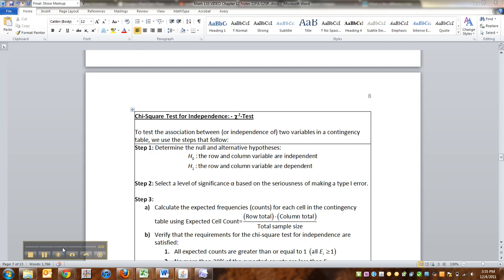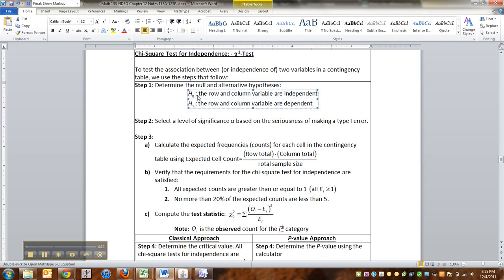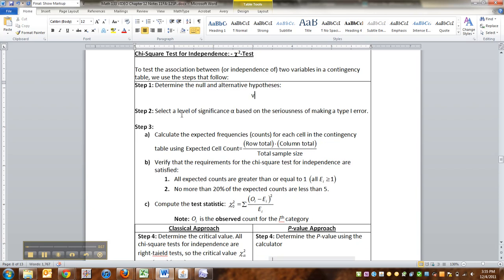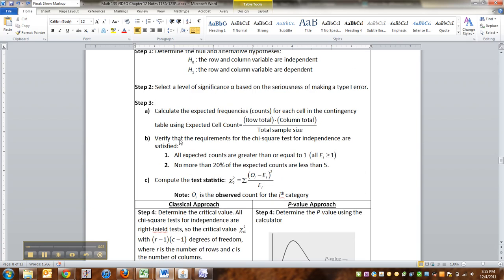All right, so that leads us to the official listing of steps for the chi-square test of independence. Right here it says determine the null and alternative hypotheses, which is very simple. It's always the row and column variable are independent, and the row and column variable are dependent. You just have to list out what the row and column variables are, all this other stuff. And you get to assumptions right here.